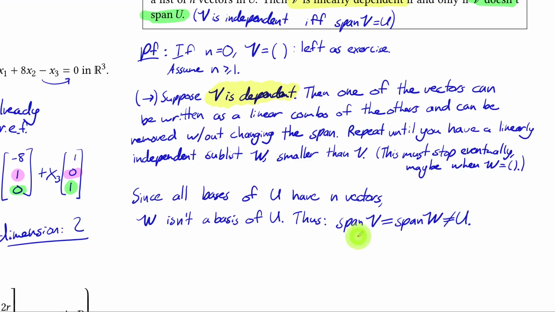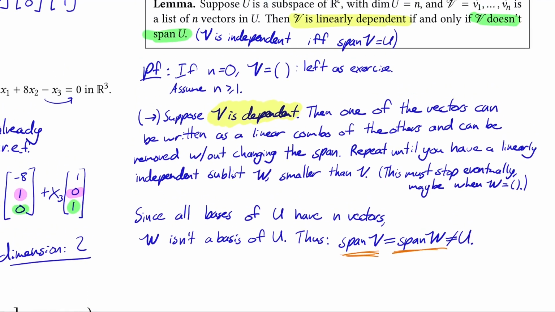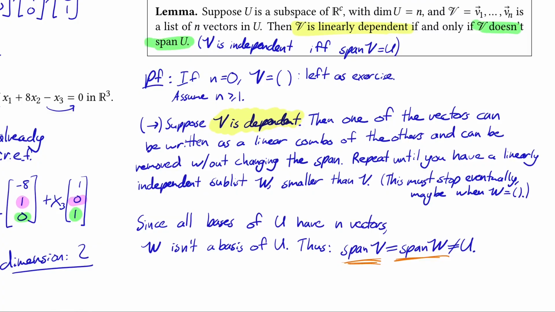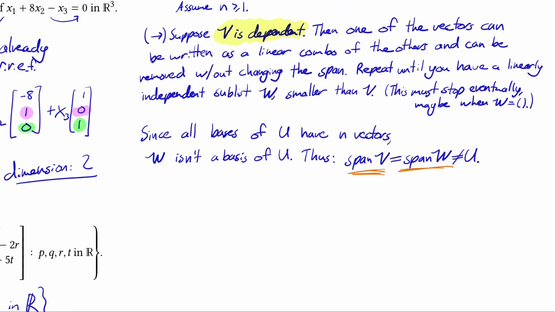But we know the span of V and the span of W are the same because we removed the linearly dependent vectors without changing the span. And so the span of V must also be not equal to U. So that shows that if V is linearly dependent, then it doesn't span U. Now we need to show the other direction.